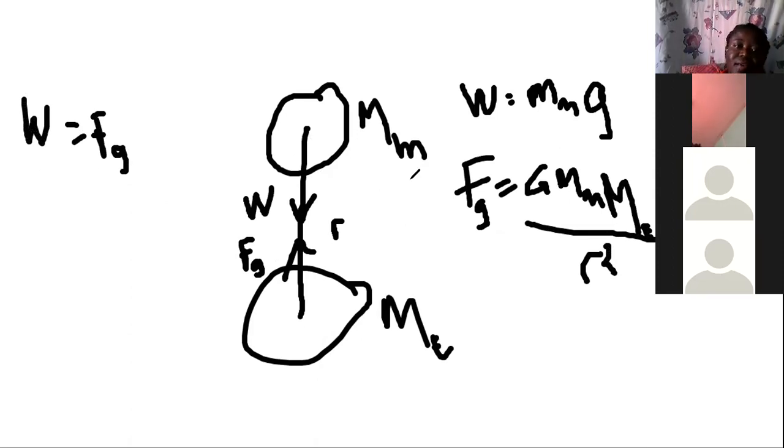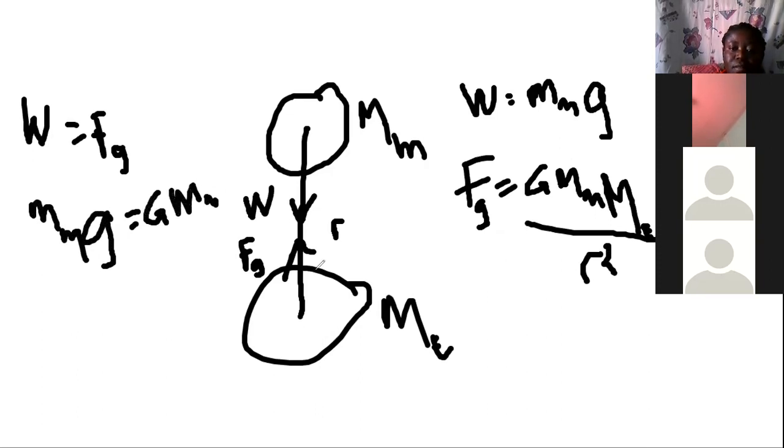Okay, so we know what our weight is. It is given by the mass, in this case the mass of the moon, times the gravitational acceleration, equals G times the mass of the moon times the mass of the earth, divided by the radius squared. Okay, the mass of the moon here is the same, it cancels out.